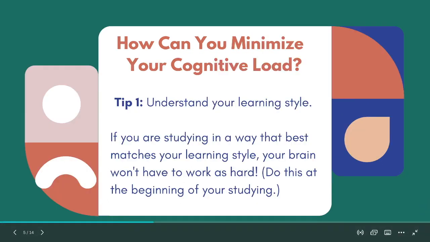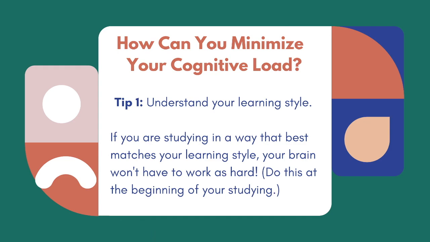So I'm going to go through 5 tips of things that you can do to reduce or minimize that cognitive load. And the first one is understand your learning style. I have a video on tapping into your learning style, so I suggest checking that out if you have not yet. If you're studying in a way that best matches your learning style, your brain's not going to have to work as hard. This is why I suggest understanding and really diving deep and doing some personal reflection on your learning style at the beginning of your studying. You do not want to get 6 weeks into something and you're like, I'm actually not a reading learner at all. I learn best by visual or audio.